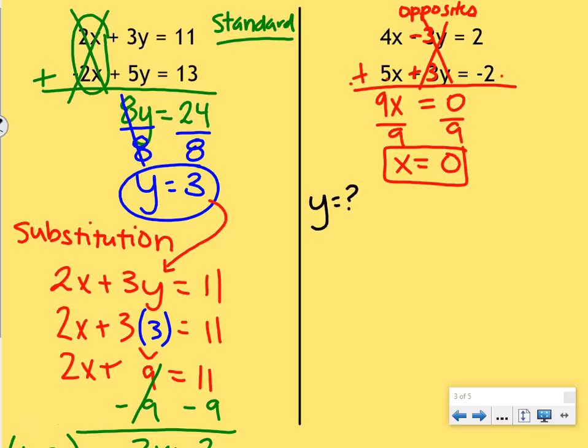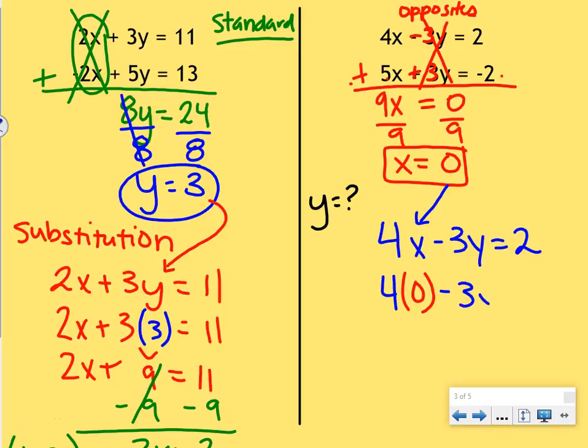So we substitute. Pick an equation from the top, any equation. Again, I'm just going to take the first equation. 4x minus 3y equals 2. Make that substitution in for x. We can say 4 times 0, replacing x with 0, minus 3y equals 2. 4 times 0 is 0, so that goes away. Negative 3y equals 2.